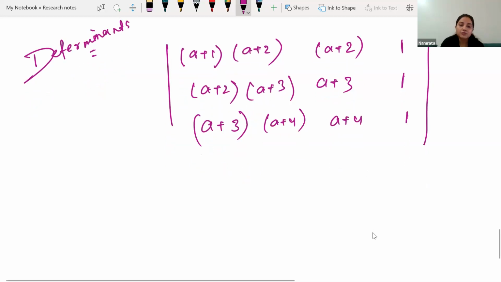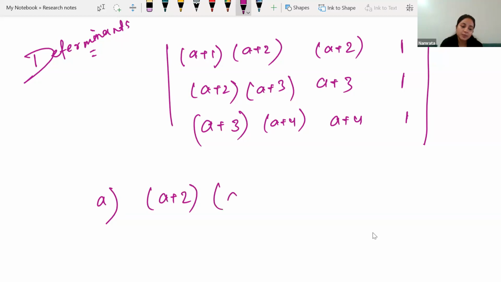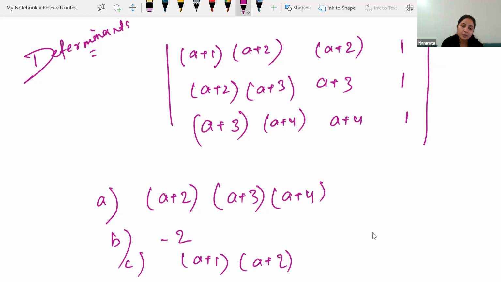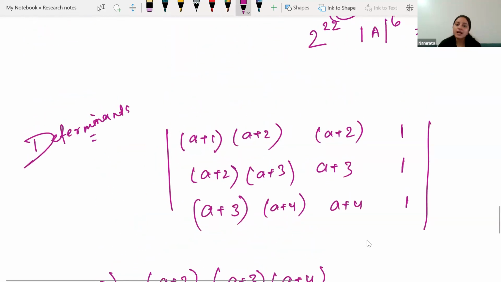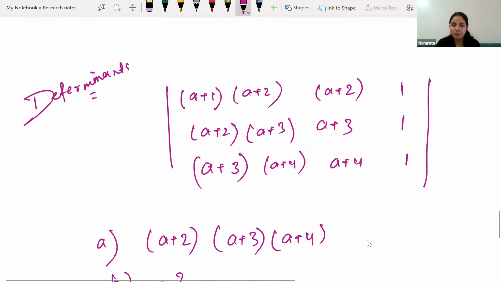Okay. And we have to find the value of the given determinant. Option A is given over here as A plus 2, A plus 3, A plus 4. Option B is given over here as minus 2. Option C is A plus 1, A plus 2, A plus 3. And option D is given over here as 0. Okay. So we just have to solve this determinant and we have to find the value.